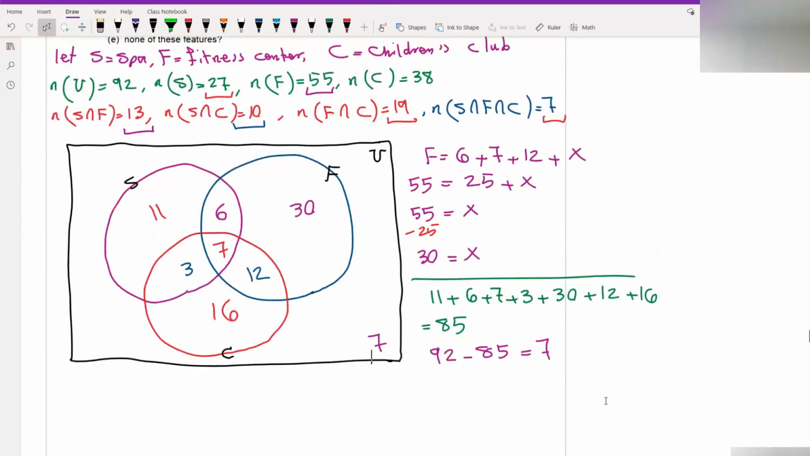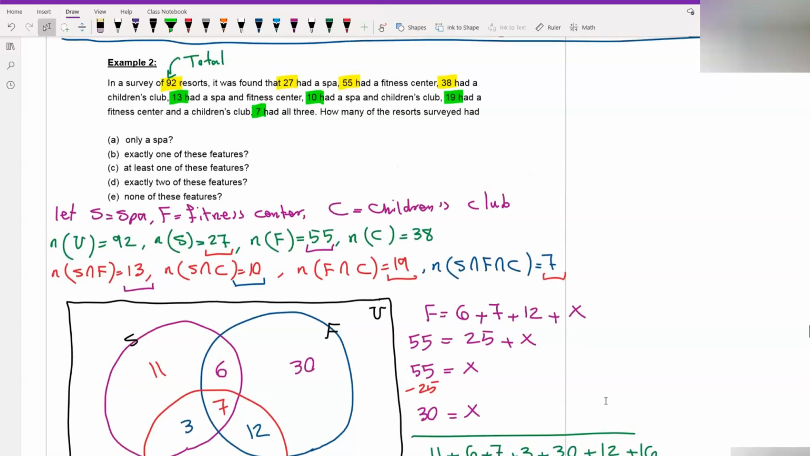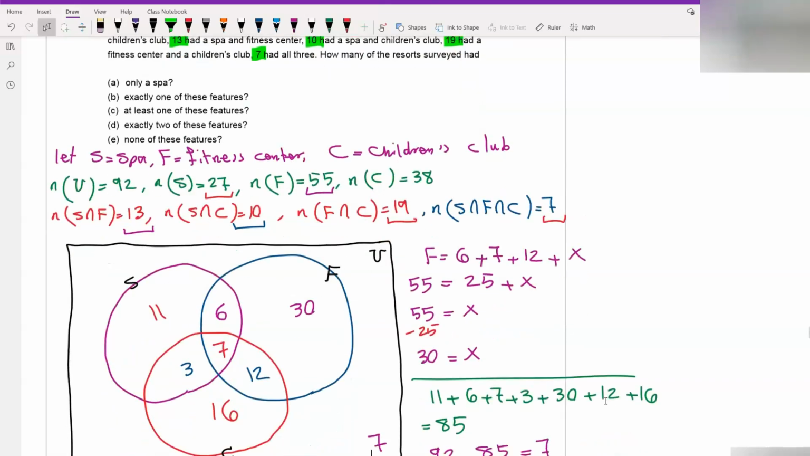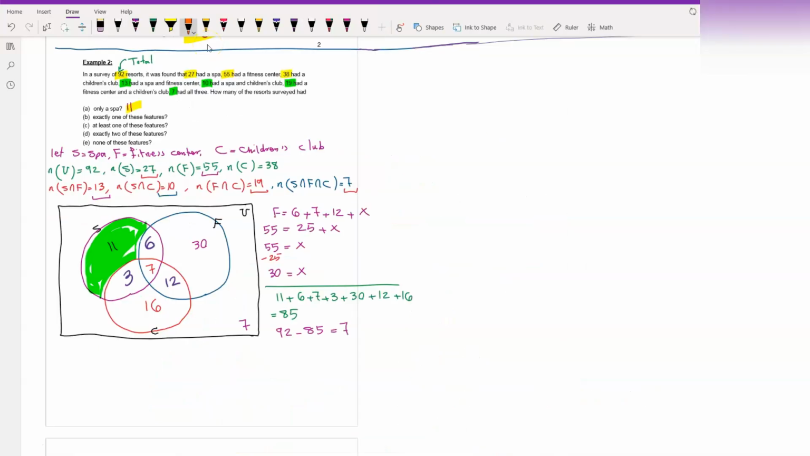Now let's answer these based on what we have here. A, only spa. How many of these are inside only spa? Only spa is just this one, and that is 11. Exactly one of these features. So exactly one of these features means you should add only S, only F, only C.